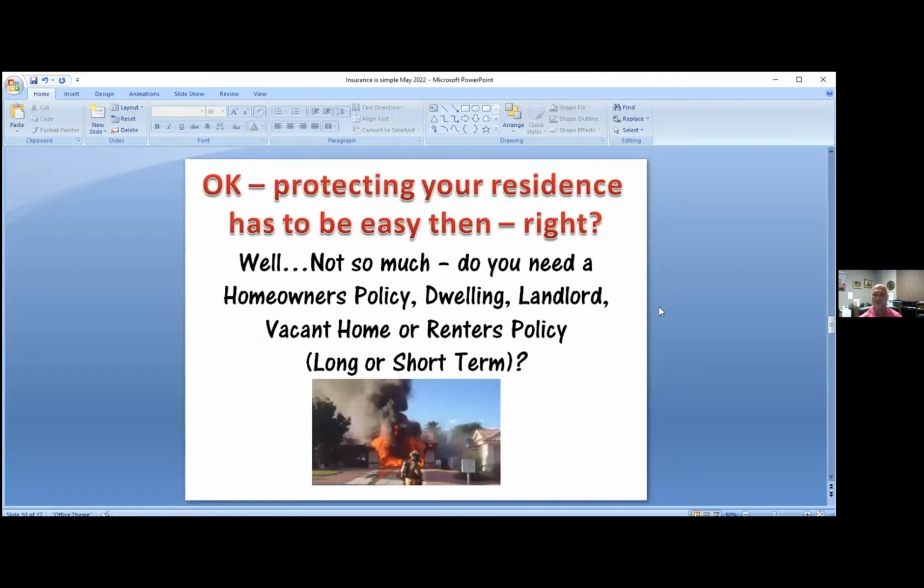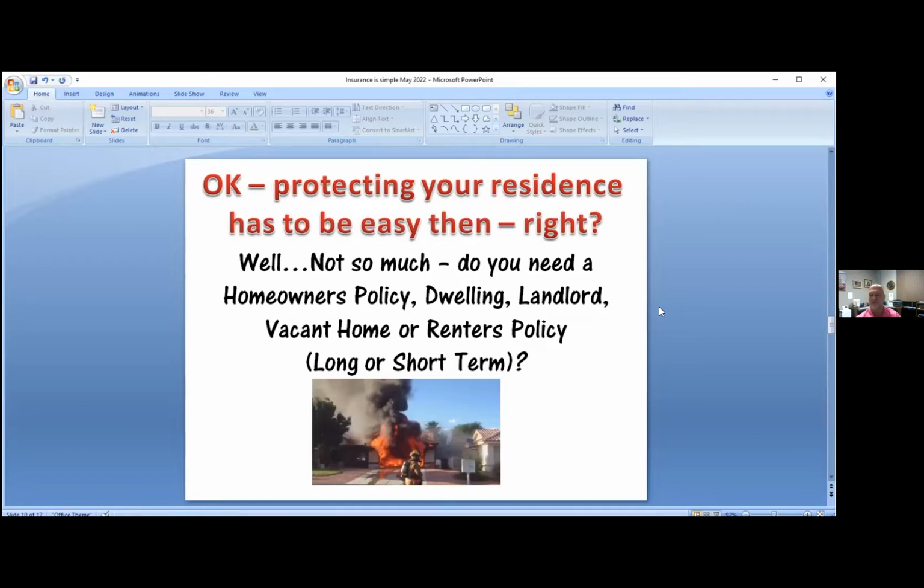So I know we have a realtor in the room and a property manager. So protecting your residents got to be easy, right? Well, you need a homeowner's policy, a dwelling policy, a landlord policy, a vacant home policy, a renter's policy, long or short term, what coverages you need, what's your dwelling limit, your coverage A, do you want replacement costs or actual cash value? How much liability do you need? All of those things come into play. And those are all things that are important to discuss.